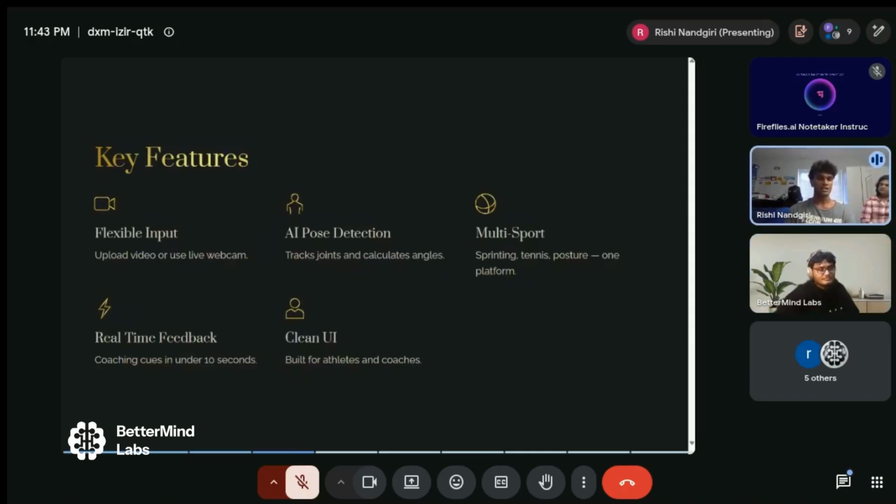Some of the key features in my application were that you could upload a video or use a live webcam. MediaPipe tracks joints and calculates angles. This is multi-sport, which is another good thing. It gives you real-time, fast feedback, usually under 10 seconds. And it's a clean UI and good UX, which is easy for athletes, coaches, and users to interact with the website.